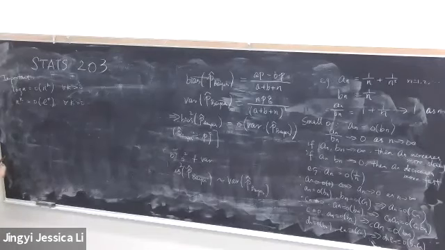Okay, so far we talked about the asymptotic equivalence and small o. Do we have any questions so far?